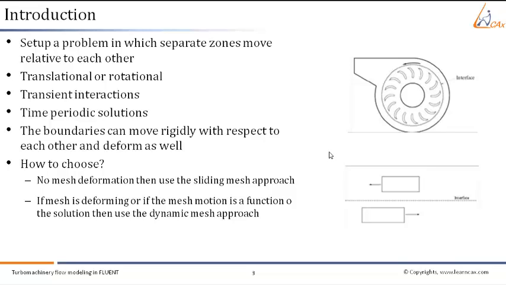Then how do we choose between the sliding mesh and the dynamic mesh model? Many problems can be solved by both. If there is no mesh deformation, then we use the sliding mesh approach. If the mesh is deforming or if the mesh motion is a function of the solution, then we use the dynamic mesh approach. When we require time varying results rather than time average results for rotor-stator interaction, sliding mesh comes into the picture.